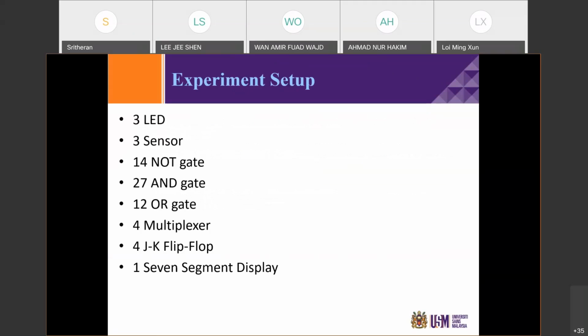So basically, this is our project. For the experimental setup, these are the components that we used in our circuit: LEDs, which act as indicators, and other things. Next, I would like to pass this to my partner, Jishan.